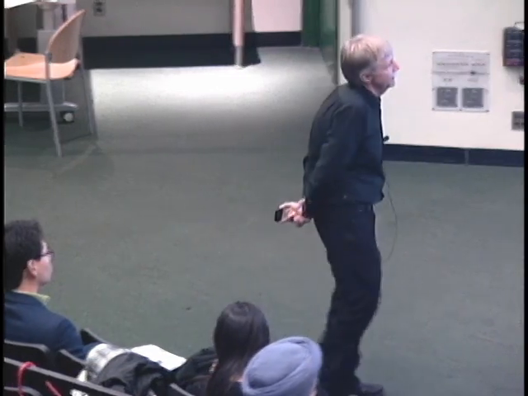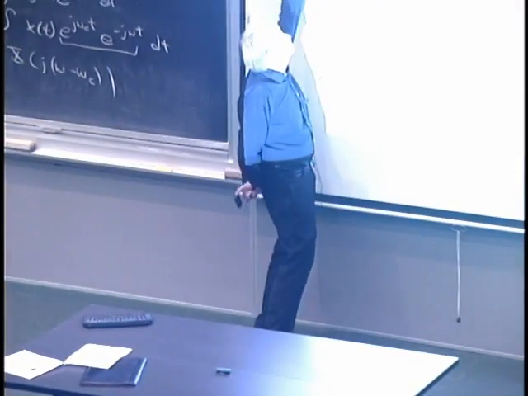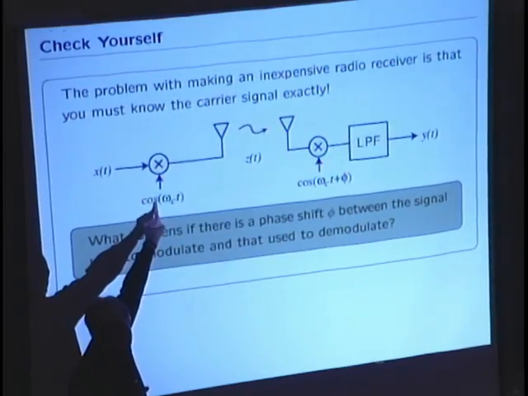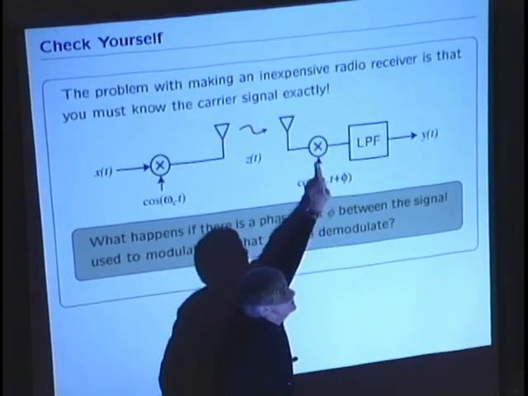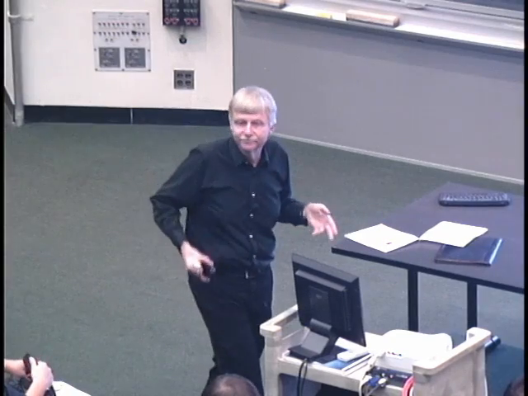Okay, so what would happen if there was a phase shift between this carrier that was modulating the signal and the carrier that is demodulating the signal? What would happen if there's a phase shift of phi between those two? What's the effect of phi not being zero? Ideally, phi would be zero, right? What would happen if phi were not zero?